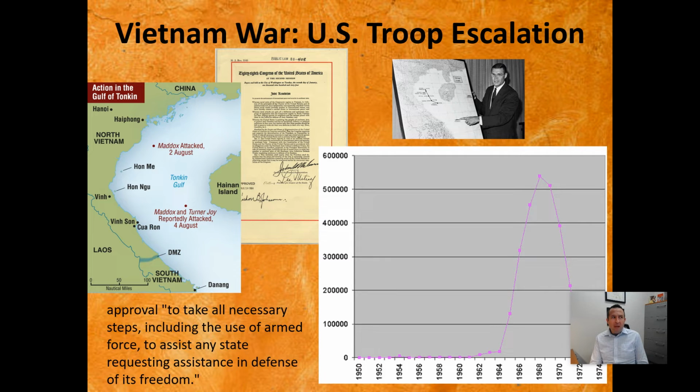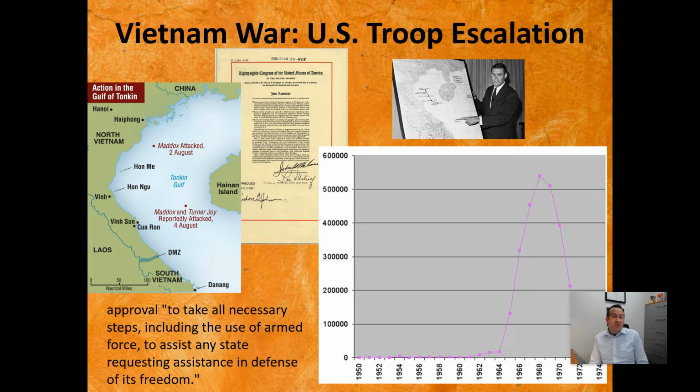And without having congressional approval, it essentially gives LBJ a blank check and carte blanche to, in the words of the resolution, take all necessary steps, including the use of armed force, to assist any state requesting assistance in defense of its freedom. This isn't even just limited to South Vietnam. This is anything in the region that LBJ feels is important. He can basically do what he wants.